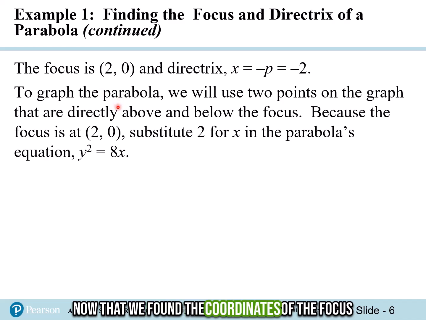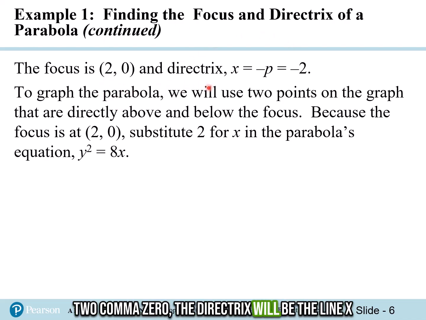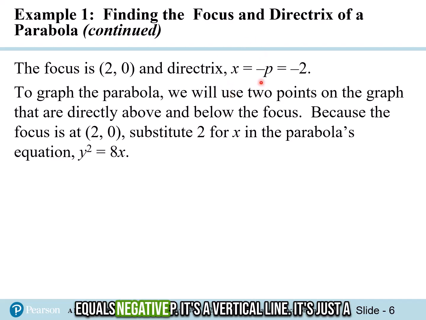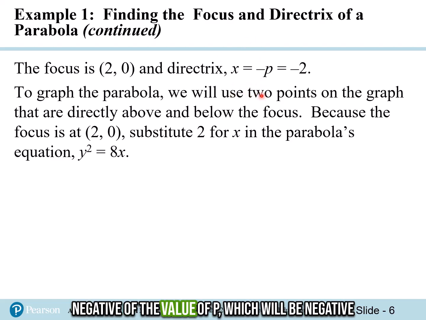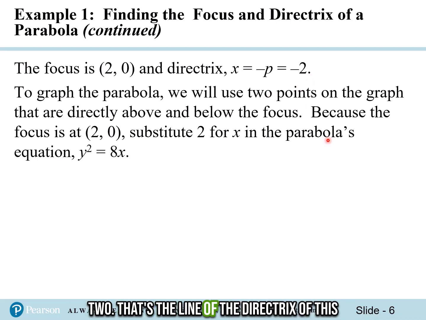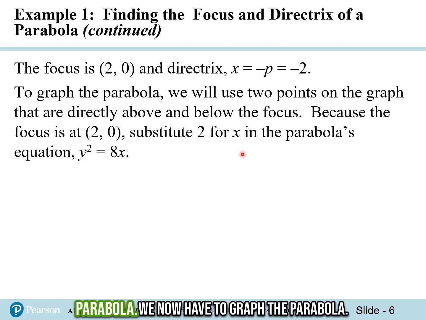Now that we found the coordinates of the focus 2, 0, the directrix will be the line x equals negative p. It's a vertical line. It's just a negative of the value of p, which will be negative 2. That's the line of the directrix of this parabola. We now have to graph the parabola.